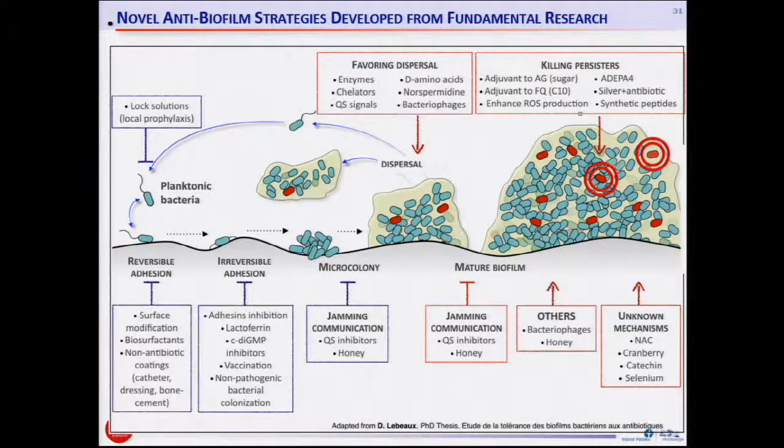I won't go through all of this because we don't have the time, but I just want to point out one or two things. I will come back to that, but you see that there are different types of strategies that you can put at different levels of biofilm formation: initial adhesion, the microcolony development, for example. There are molecules that, for example, jam communication between the bacteria, which has been shown to be very important to build the biofilm. You can also promote dispersal, and then there are others, like killing the persisters, that act at this maturation step.